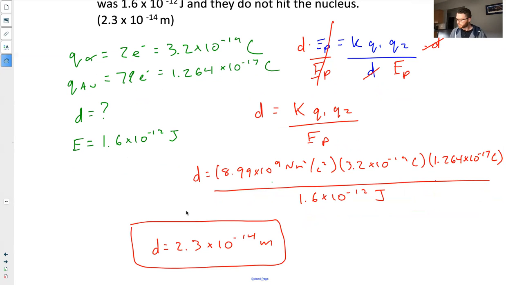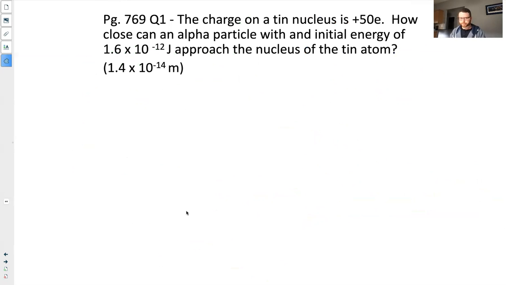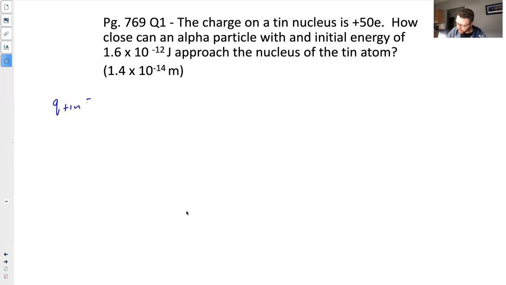All right, a couple more to go. So the charge on a tin nucleus is 50 electrons. So Q tin is equal to 50 electrons. If we multiply that by the elementary charge, we get a value of 8 times 10 to the negative 18 coulombs. It is an alpha particle, so Q of an alpha is 3.2 times 10 to the negative 19 coulombs.